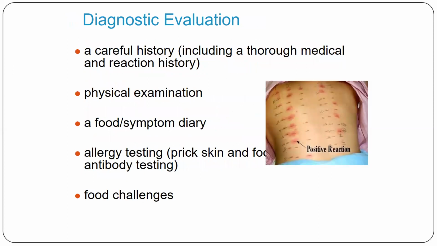So if you ever thought to have food allergies, you'd want to go see an allergist. They'd take a very careful history, including medical and reaction. So if you've ever eaten something, what happened? They'll do a normal physical. You'll likely have to keep a diary where you talk about the foods you eat and record any symptoms.